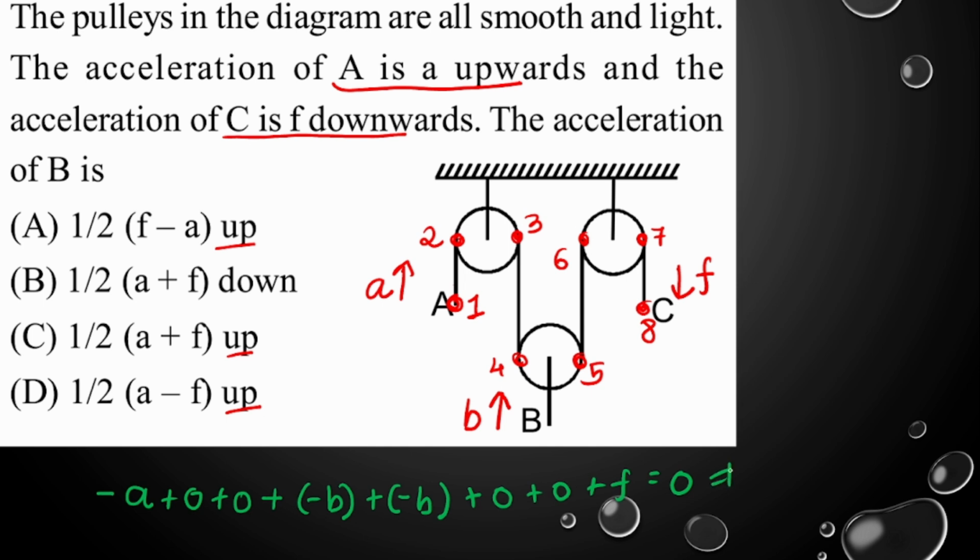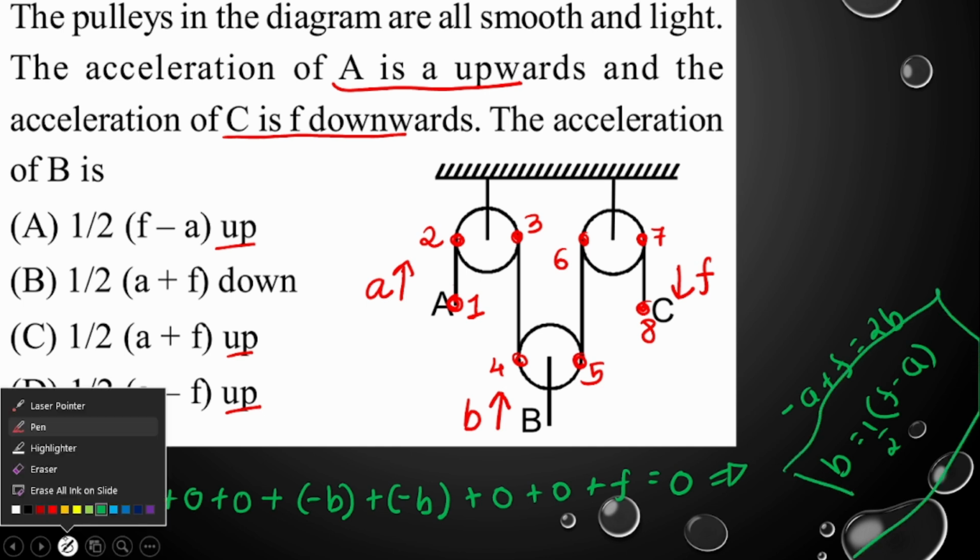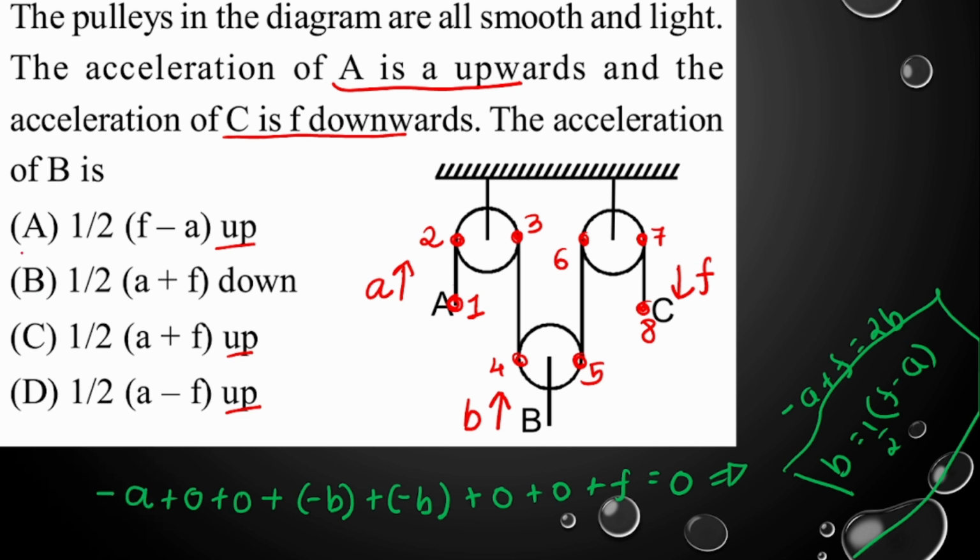So here we have equation that minus A plus F equals to 2B. So acceleration we got is 1 by 2 into bracket F minus A, which is in upward direction. So do we have such option? Yes, we have option A, 1 by 2 F minus A upward.